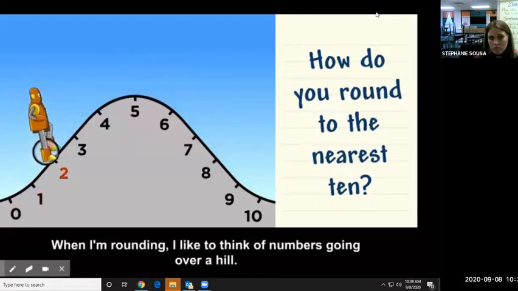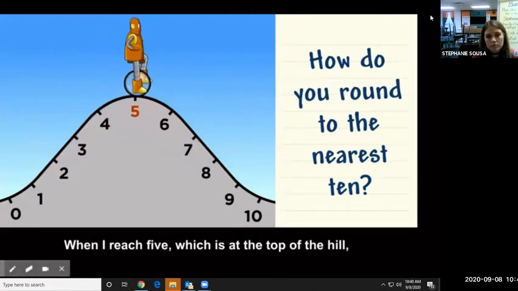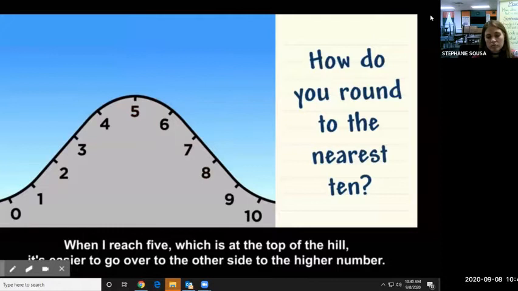When I'm rounding, I like to think of numbers going over a hill. When I reach 5, which is at the top of the hill, it's easier to go over to the other side, to the higher number.